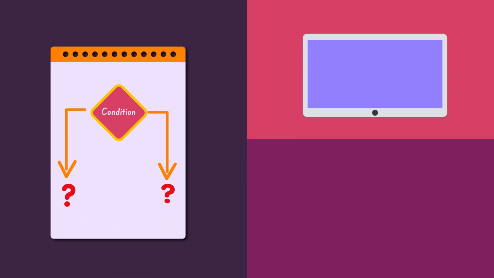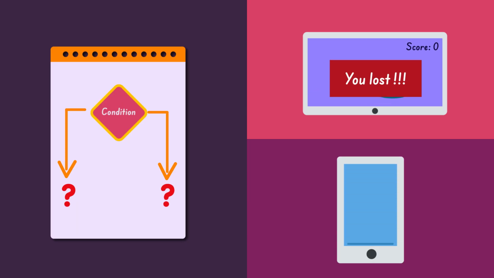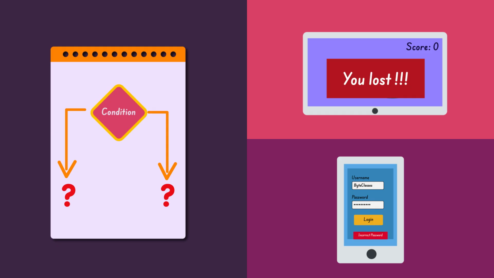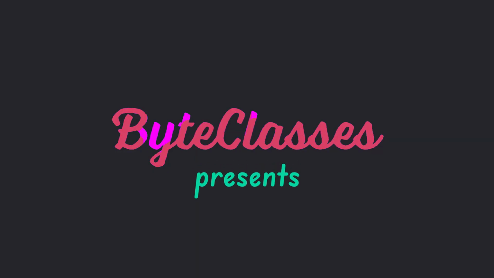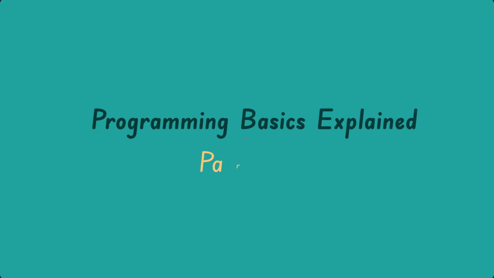Have you ever wondered how programs decide what to do? For example, how does a game know when you have lost? Or how does an app check if your password is correct? The answer is decision making. Let us understand what decision making in programming is, why it's important, and how it actually works.